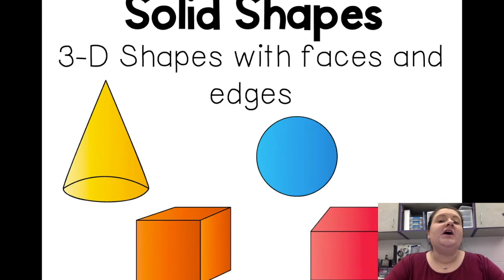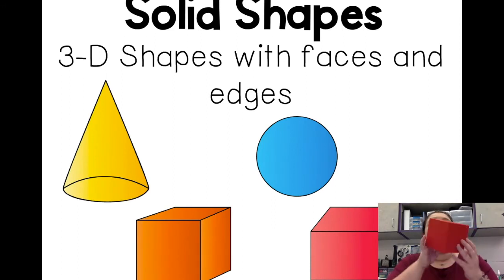So now that we've talked about our flat shapes, let's talk about our solid shapes. Now, our solid shapes are 3D shapes. They have faces and they have edges. Now, the reason why we call them solid shapes is because it looks like they're all there. If you take a look at this thousands cubes right here, it is a solid shape because I can see all the way around it. When I turn, everything looks the same.